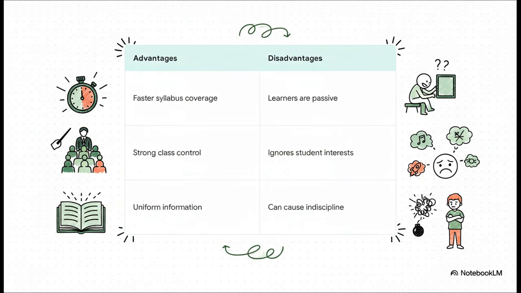On the plus side, it's fast. The teacher has a ton of classroom control, and everybody gets the exact same information. But the downsides are pretty big. The learners are passive, their own interests are totally ignored, and this can lead to boredom or kids acting out. And these disadvantages are precisely what the learner-centered approach was designed to fix.